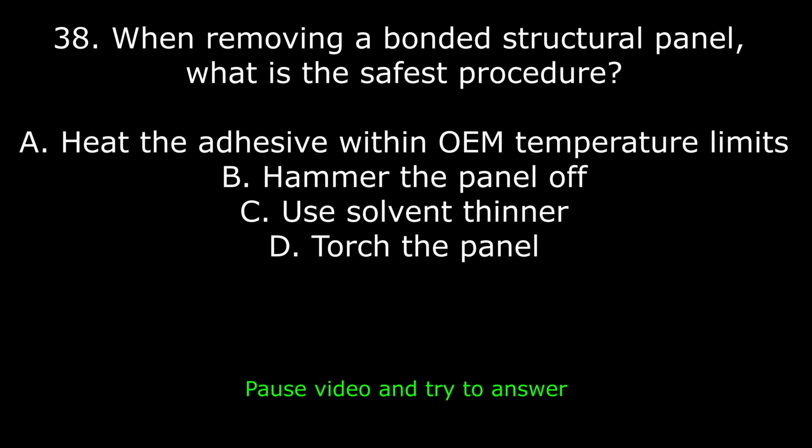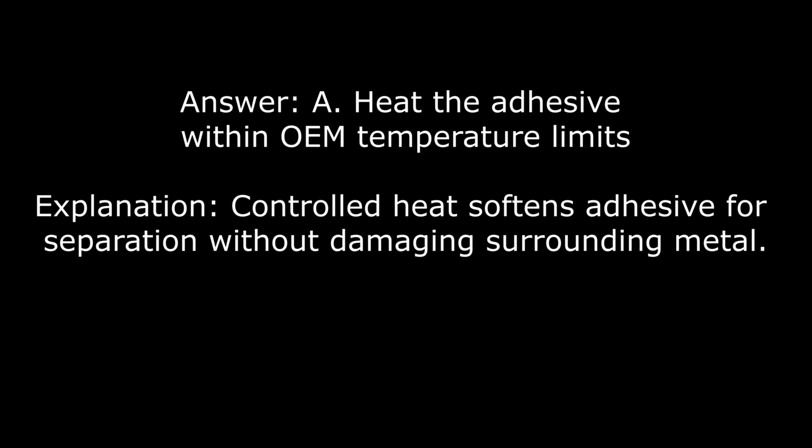38. When removing a bonded structural panel, what is the safest procedure? A. Heat the adhesive within OEM temperature limits. B. Hammer the panel off. C. Use solvent thinner. D. Torch the panel. Answer A. Heat the adhesive within OEM temperature limits. Explanation. Controlled heat softens adhesive for separation without damaging surrounding metal.